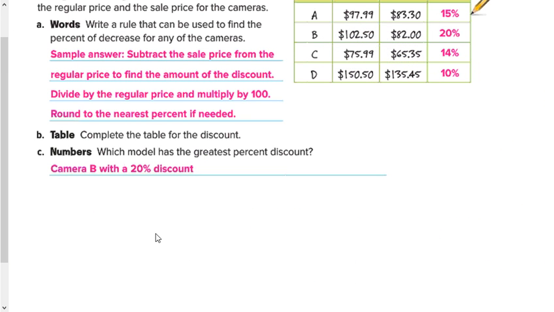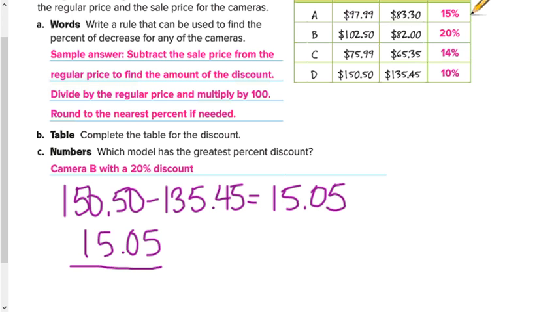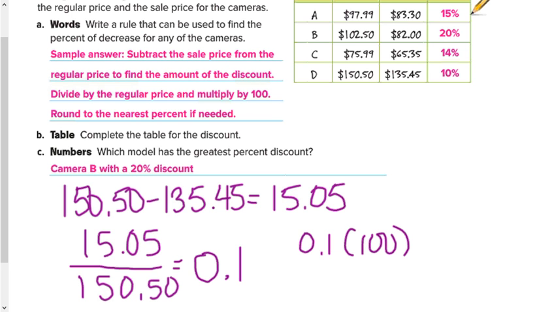D, we have our original price of $150.50, subtracting 135.45, and that's how we got $15.05. Again, this is our discount. We're going to take our discount and divide it by our original price, so 150.50. And luckily we got a nice clean number of 0.1. Take your 0.1, multiply it times 100, and that's how we got 10%.